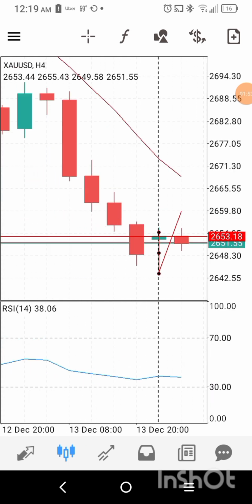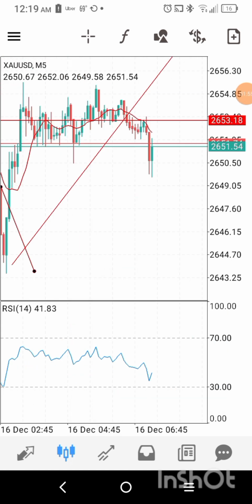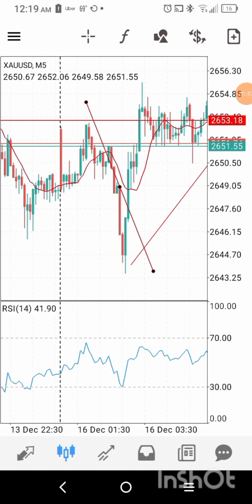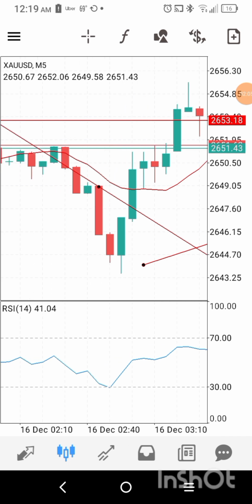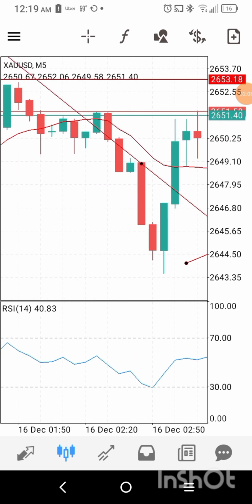Alright, so I had it right. We were in a downtrend before, and then it broke to the uptrend. You see how it broke? You see this green candlestick? It broke this downtrend and let us know we're back up.